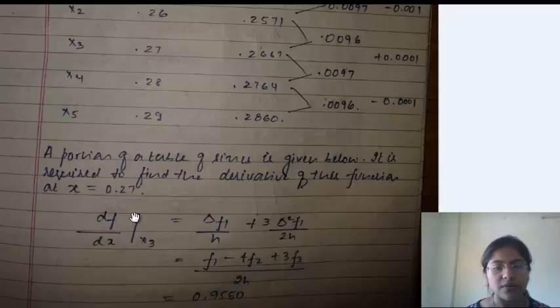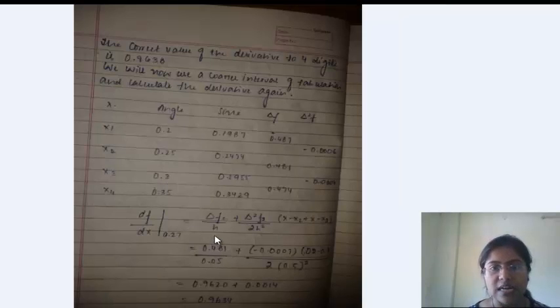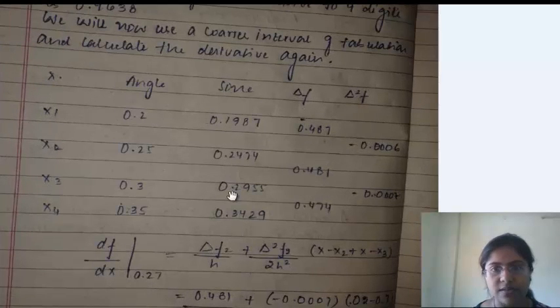So for x3 equals 0.27, we use this formula and we get the value of the derivative at x3 equals 0.27 as 0.9550. The correct value of the derivative to 4 digits is 0.9638. We will now use a coarser interval. I will magnify a bit.